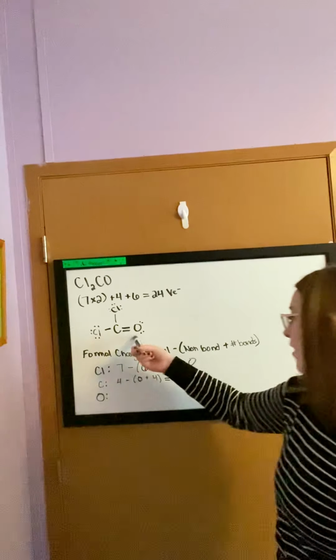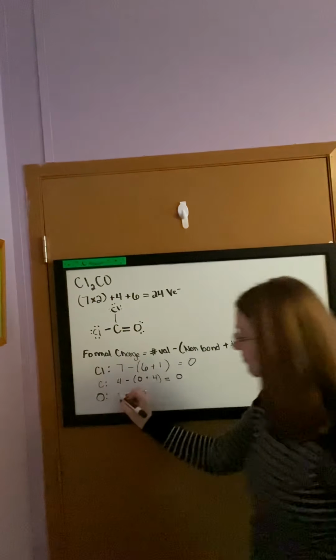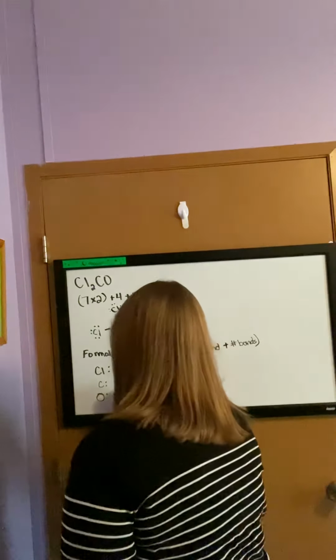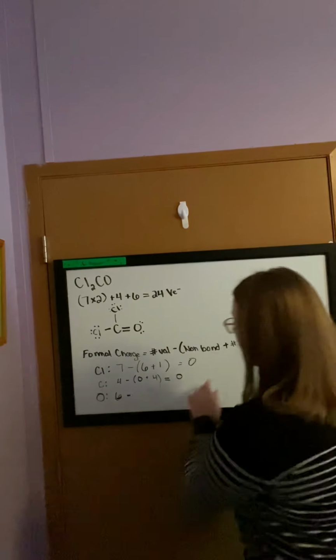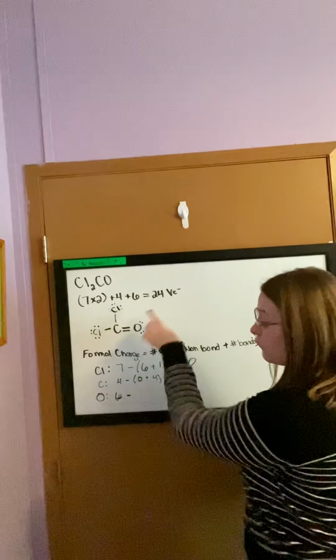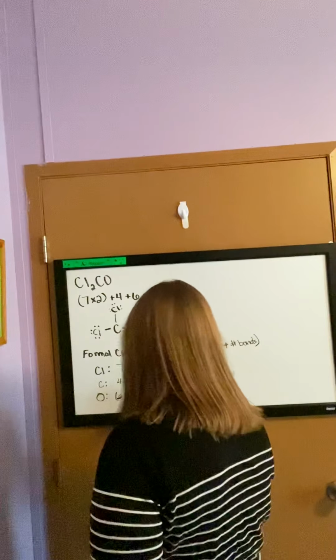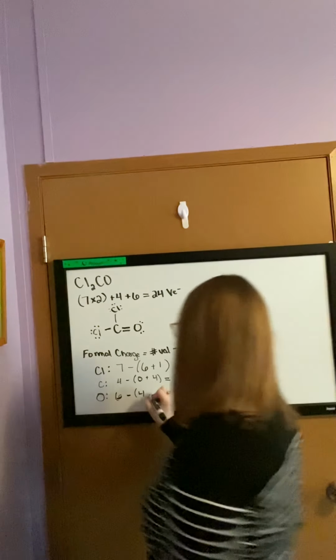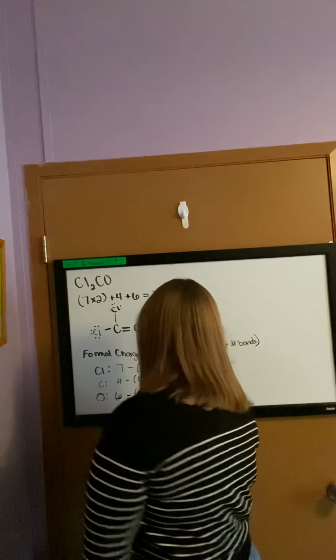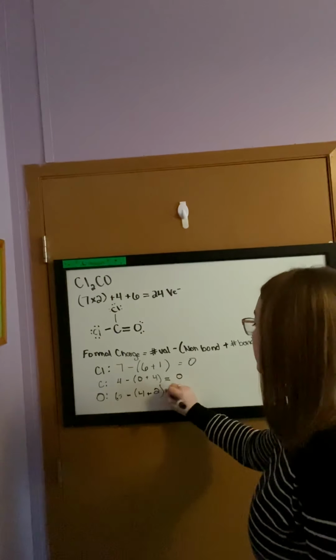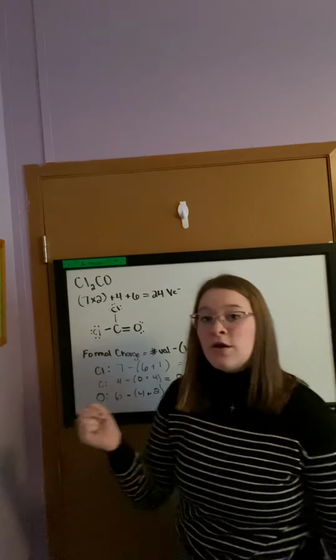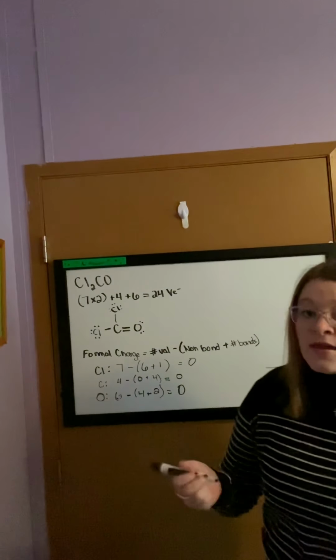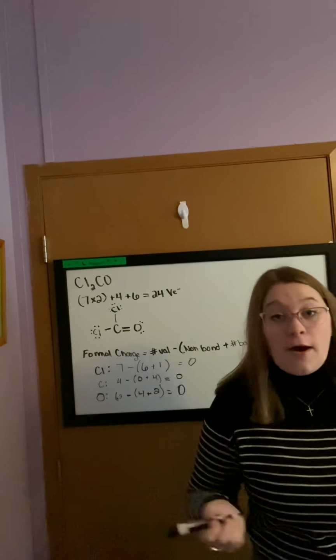So oxygen has 6 valence electrons. And now we're going to subtract the number of non-bonding. It has 4 non-bonding electrons, and we are going to add the number of bonds. There are 1, 2 bonds here, so that would be 2. And then we have 6 minus 6, which is 0. So the formal charge for this atom, for this molecule, is 0.